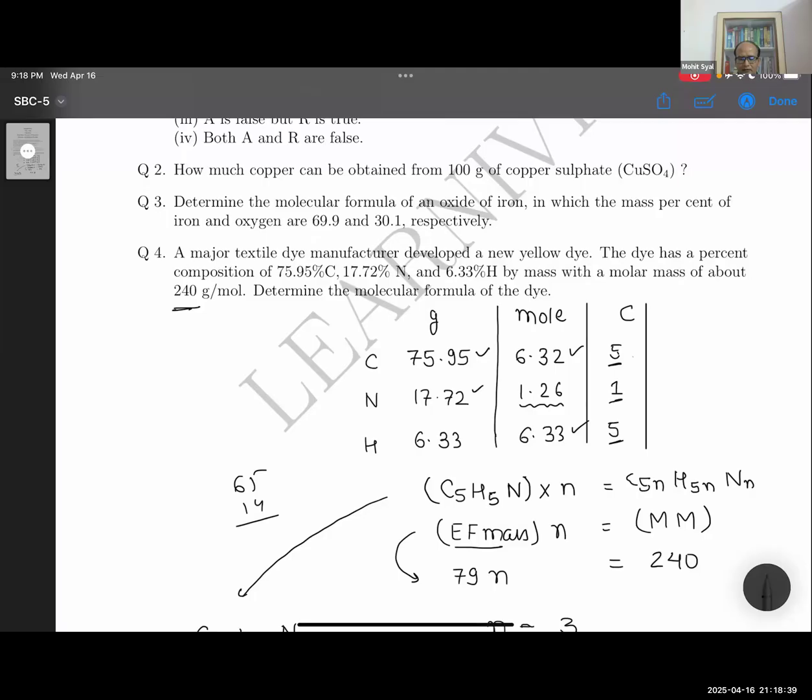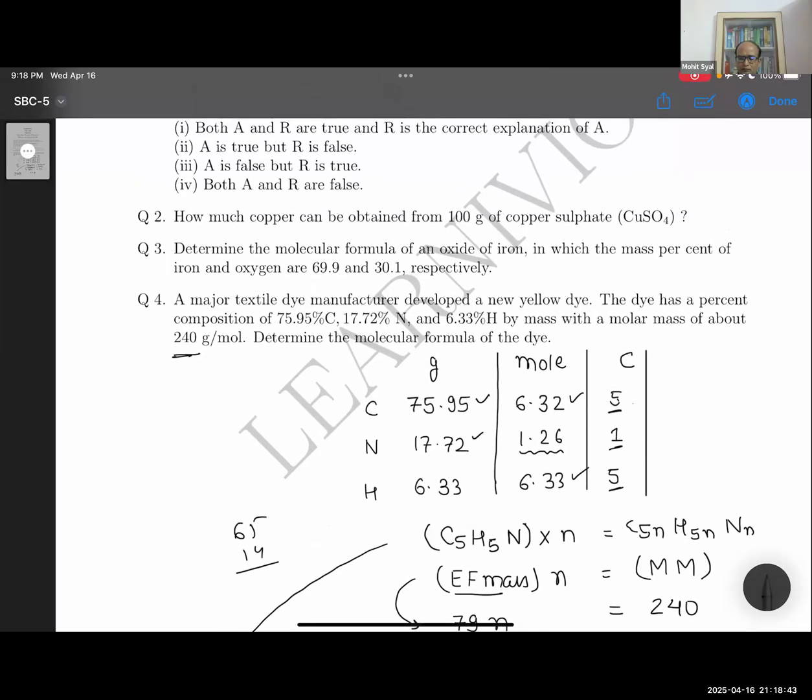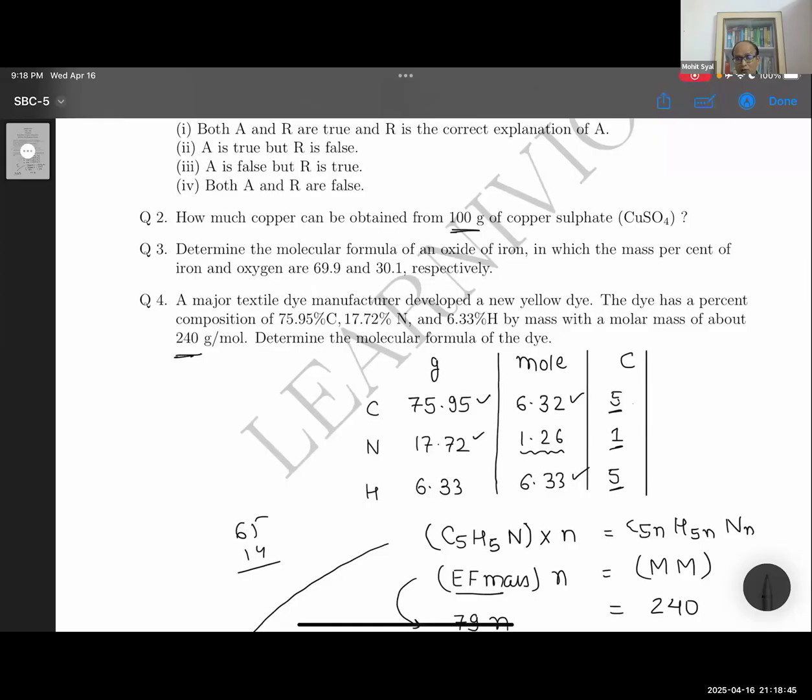For the third one, the molecular mass is not given, that you need to calculate. What I did was, the empirical formula I found out was ferric oxide, and then for the mass I found out it was 160 into n. So for the molecular mass, I don't know what to put here.